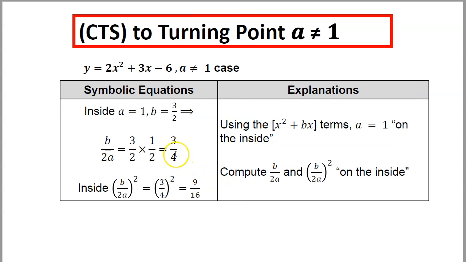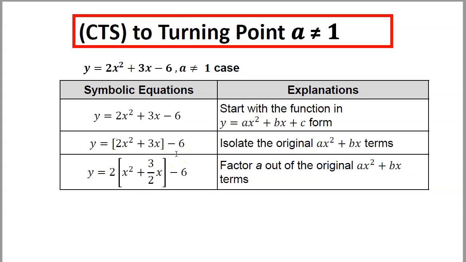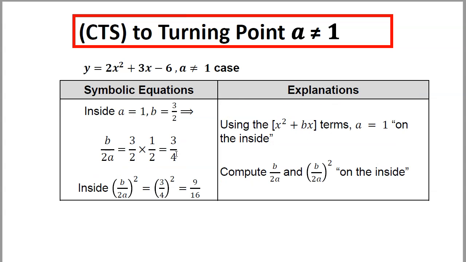Now, remember inside here, we have x squared plus 3 over 2x. Inside, a is 1 and b is 3 over 2. So b over 2a is 3 over 2 times 1/2, so 3 over 4. When we square that, we get 9/16.